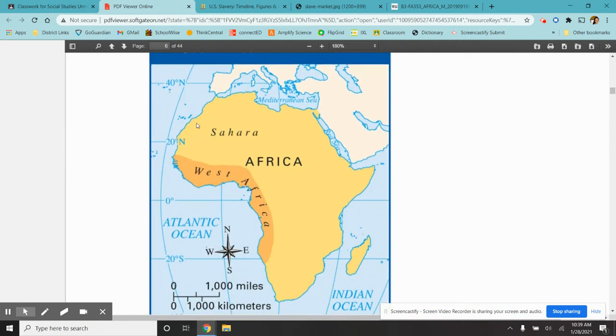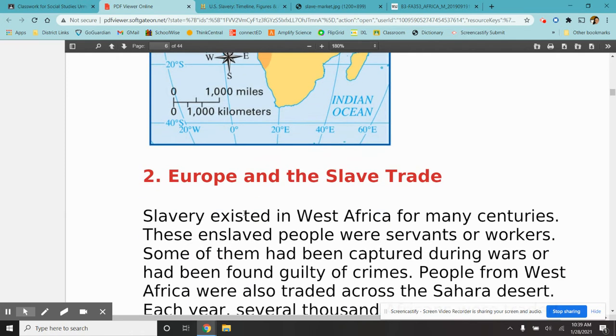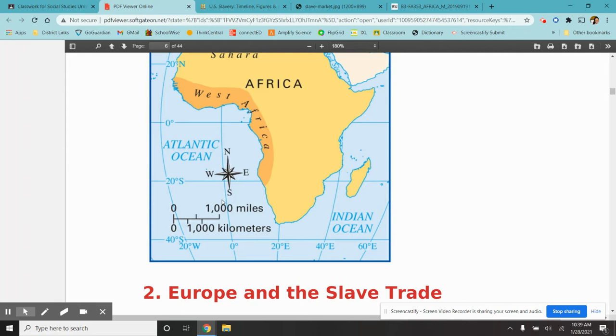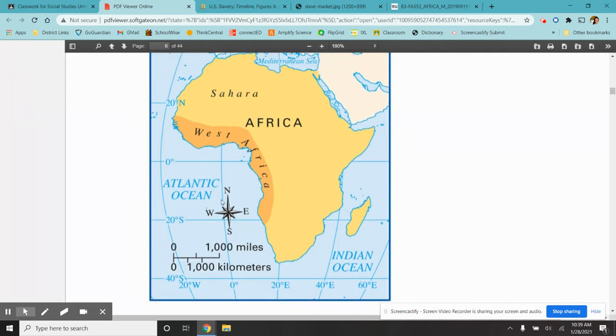And here's West Africa, here's the Sahara. So we're talking about this region right here. And if you were a European explorer, you could kind of remember if you were one of the explorers that traveled around this coast and founded these points.